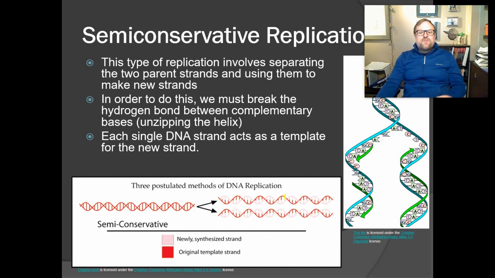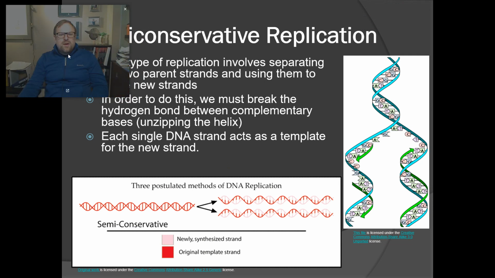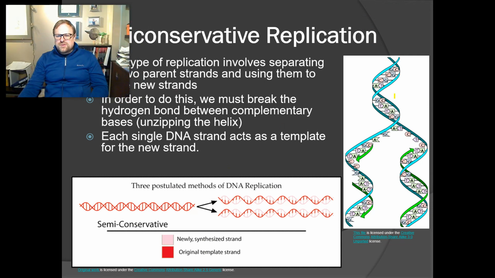This type of replication involves separating the two parent strands and using them to make new strands. That's what this diagram over here is illustrating. This is our coiled up double helix structure of DNA. During the process of replication, remember those hydrogen bonds that were holding together the nitrogen bases? Well, there's a little enzyme that runs up the DNA strand and basically unzips it, is the best way I would describe it. You can see it's been unzipped down here, and it's still zipped up over here. They're going to break the hydrogen bonds in here, and then we're going to replicate.